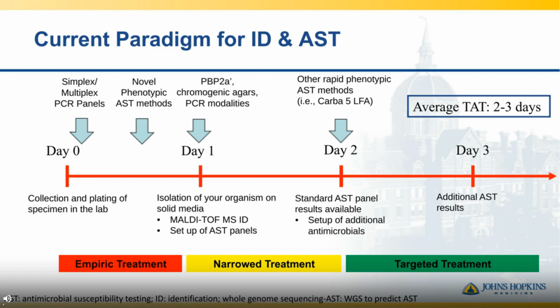In addition to these methods, we're starting to see the introduction of whole genome sequencing to predict phenotypic AST. The advantages of whole genome sequencing is that we're starting to see the methods become more rapid and can be used in a clinically relevant timeline. It has the potential to detect a comprehensive phenotype.